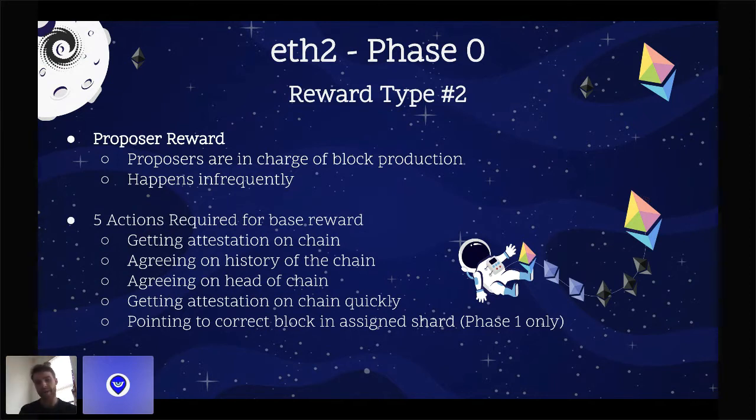Those 4 will exist in phase 0, and then the 5th one will exist in phase 1, which is pointing to the correct block and assigned shard. Once shards become attached and live and more mature, this will then be included as the 5th component of getting this reward in the system.